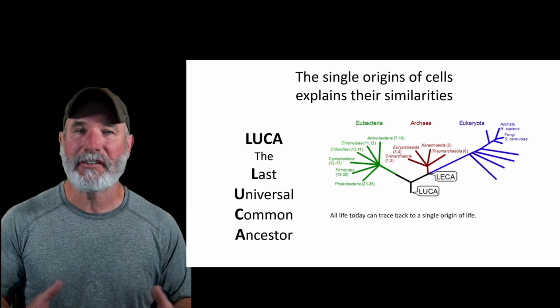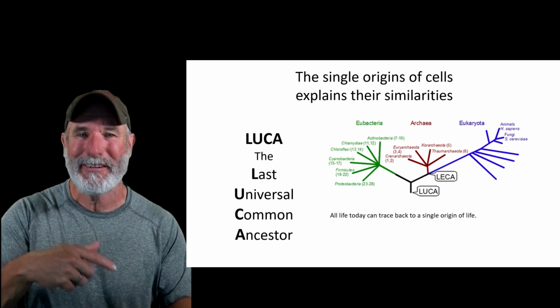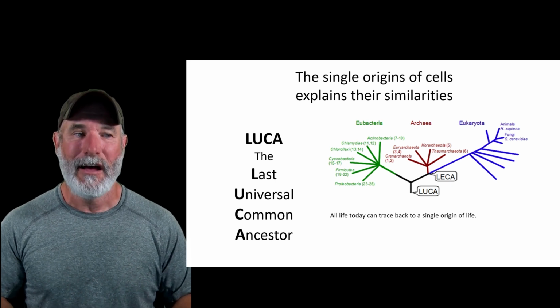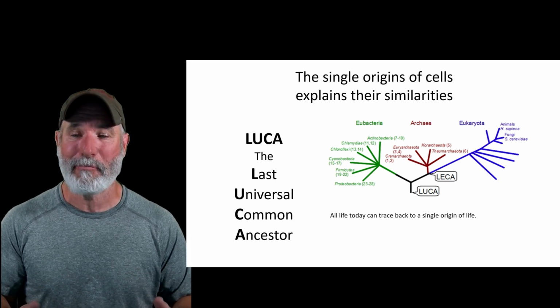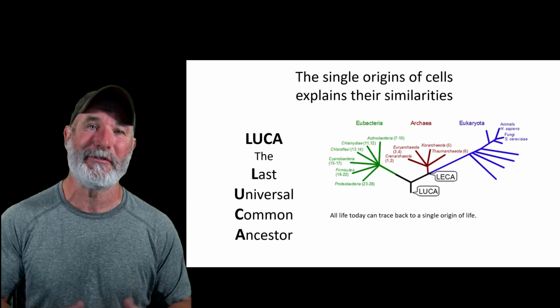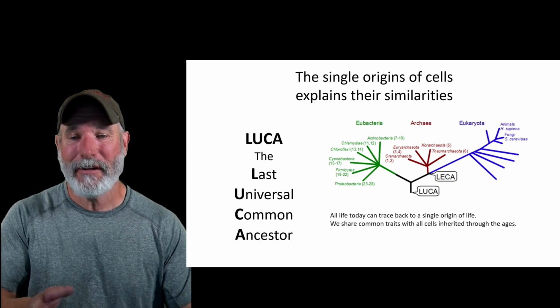And this shows a branching tree. It's a little bit more complicated than that. There's been a lot of movement of genes and stuff around between these things. And in fact, archaea and bacteria probably merged to form eukaryotes. So it didn't really branch off so much as it was a merger. So, yeah, but that's eukaryotes.